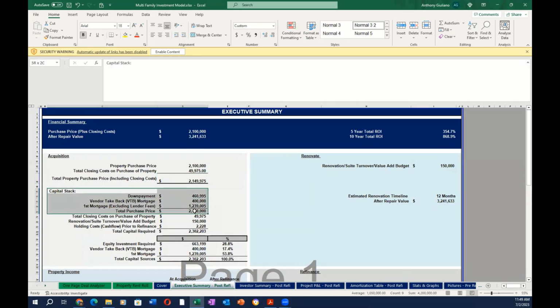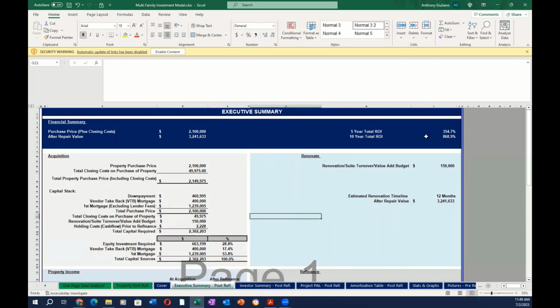This is where the financing is coming from. These are all the additional costs: the closing costs, the renovation costs, the holding costs, and then that's the total capital required. How much of the money is coming from equity? How much is coming from the VTB mortgage? How much is coming from the first mortgage? So you have your total capital sources and your total capital uses.